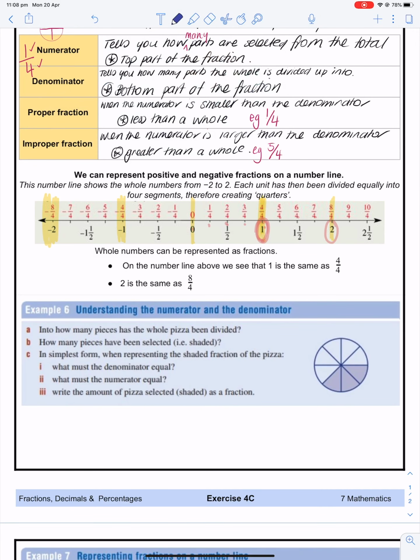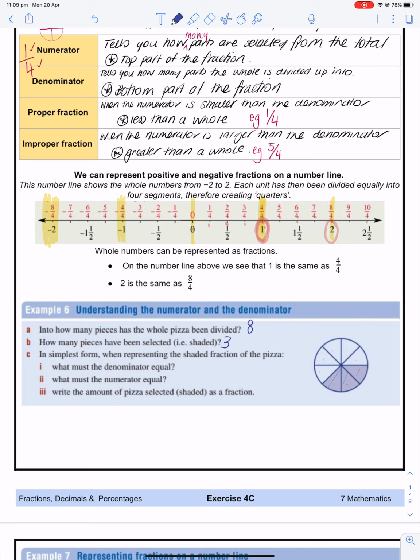It says, into how many pieces has the whole pizza been divided? So this pizza has been cut up into 1, 2, 3, 4, 5, 6, 7, 8 pieces. How many pieces have been selected? So shaded, 1, 2, 3.